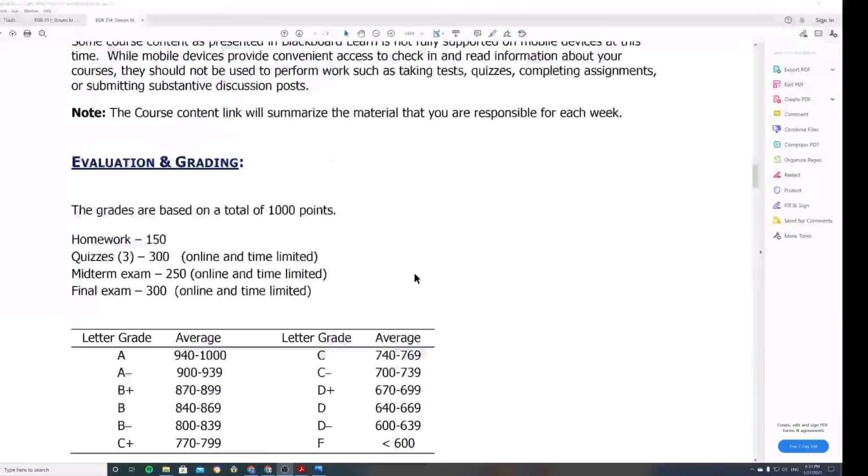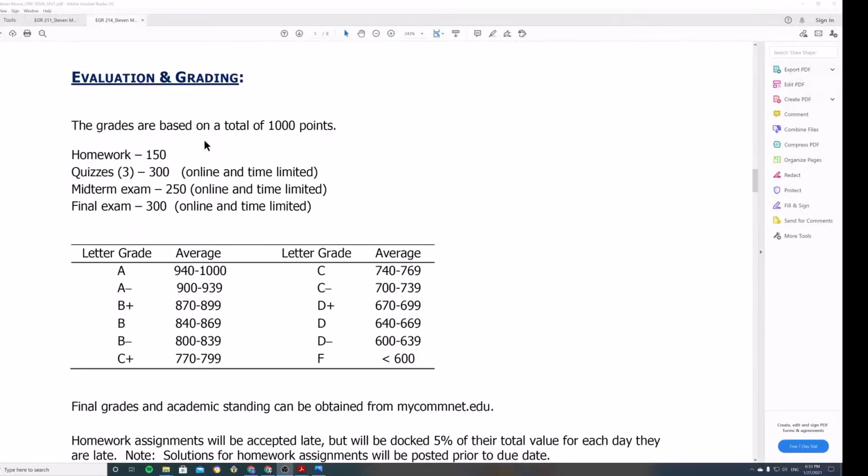All right, grading. Grading is 1,000 points. 150 for homework, so 15%. And this one you can collaborate with others. Homework you can work with others if you want. And of course I have the solutions out there, so you can always check the solutions. Quizzes, midterm, and final will, of course, be individual work.